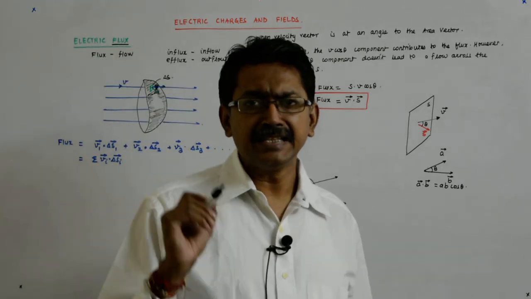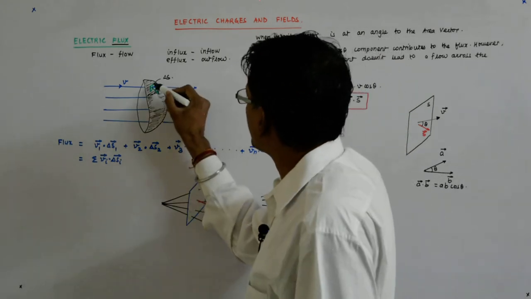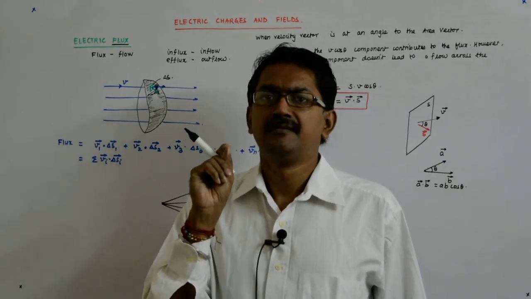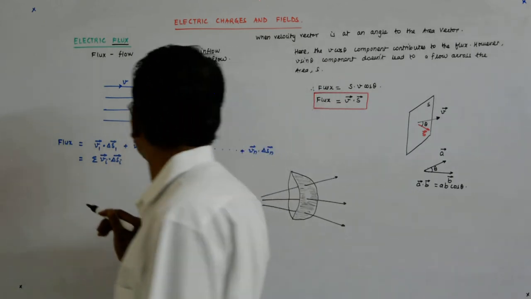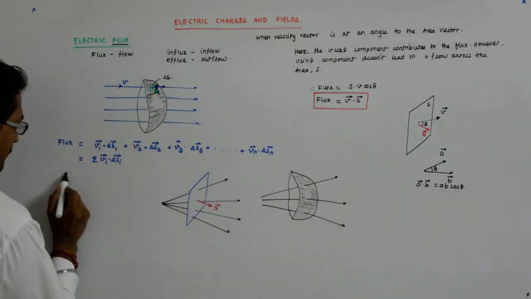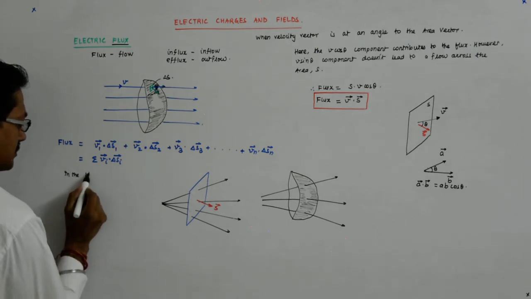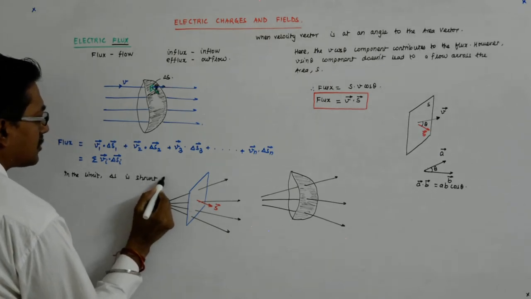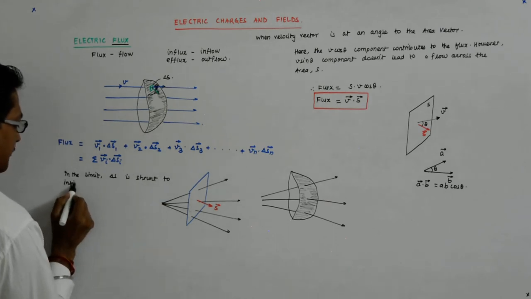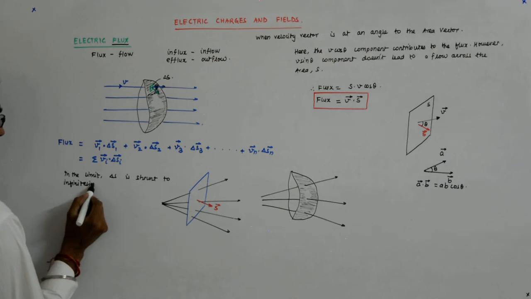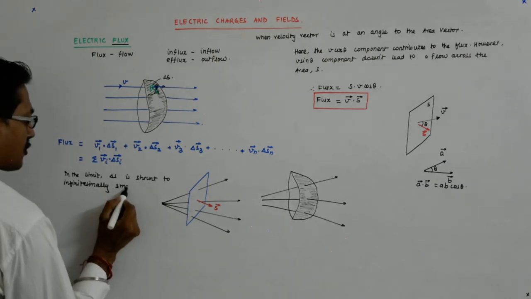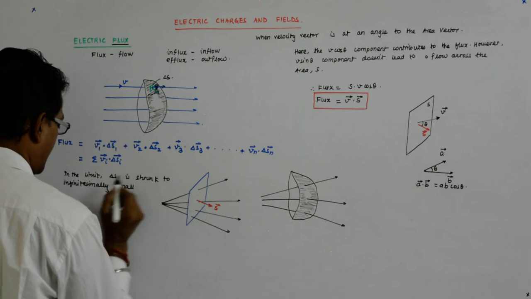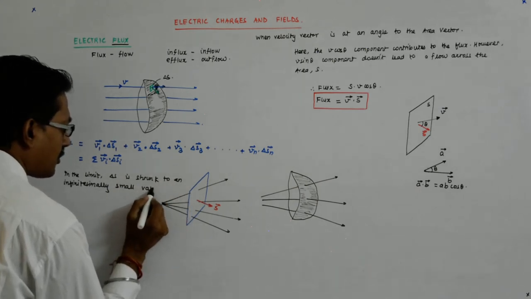Now what happens? In the limit, I start shrinking this area to a very, very small value, which I call infinitesimally small. This area. In the limit, delta S is shrunk to an infinitesimally small value.